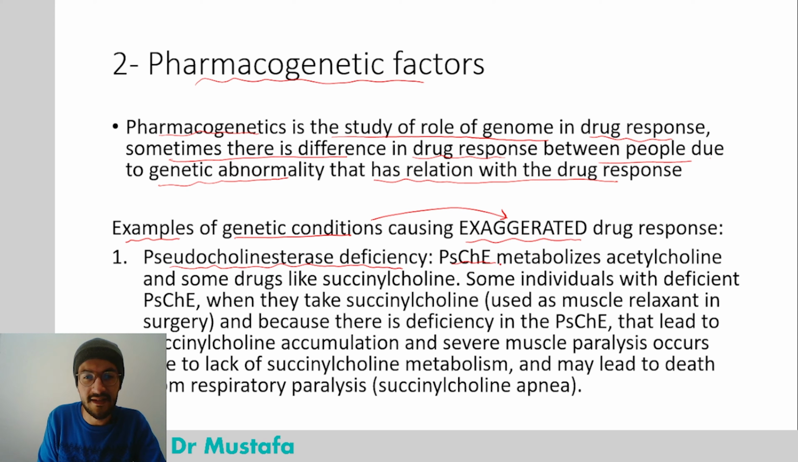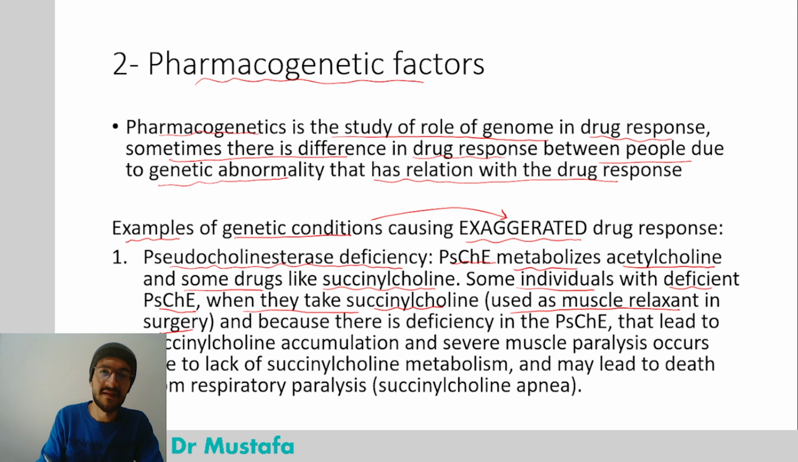The pseudocholinesterase is an enzyme that is normally available in the nerve endings of the nerves in the human body, and it works to metabolize acetylcholine and some drugs like succinylcholine. Some individuals with deficient pseudocholinesterase take succinylcholine, which is used as a muscle relaxant in surgeries.